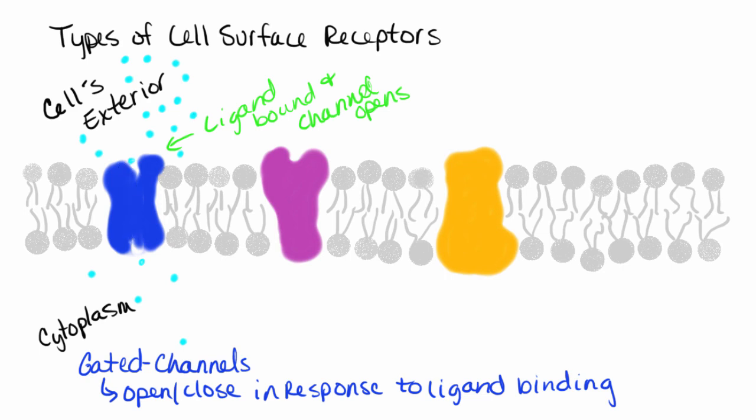They are the gated channels. They open and they close in response to ligand binding. Sometimes when the ligand is bound, that's when they'll open. Sometimes it's going to be the opposite if we're talking about a different cell surface receptor. But in any case, ligand bound and without ligand is going to be two different versions. One's open, one's closed. We can carefully regulate what's going to be coming in and out of the cell at that moment in time.